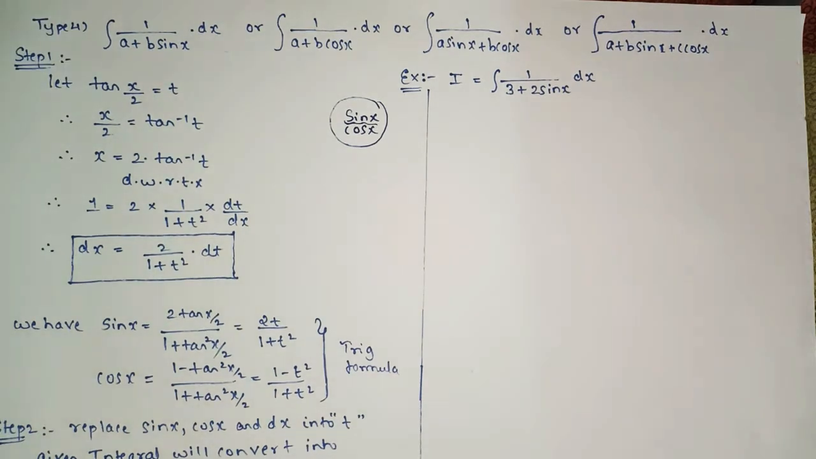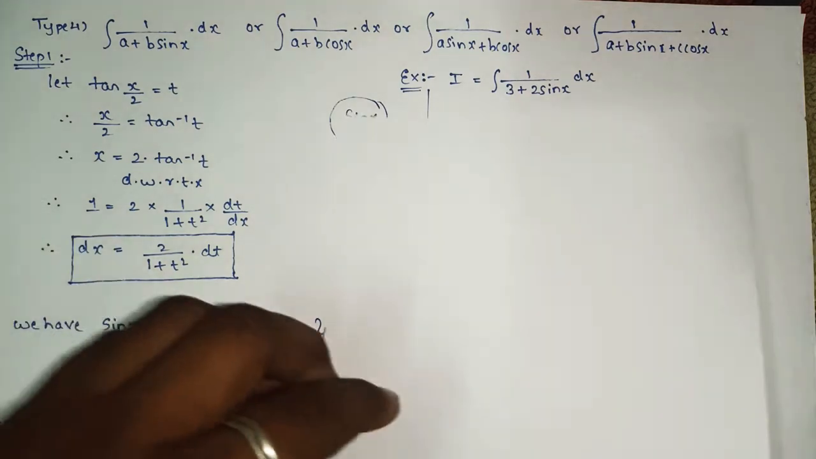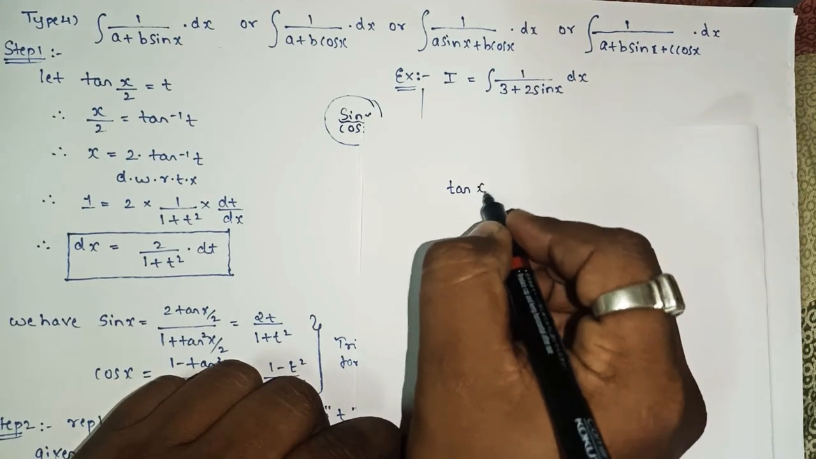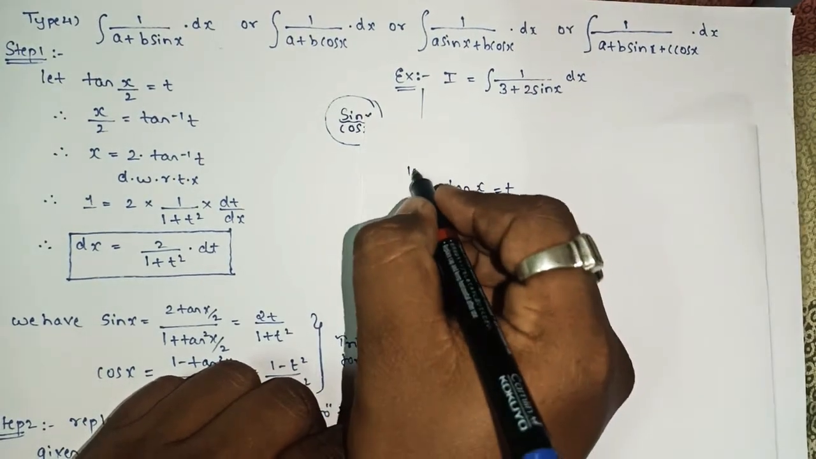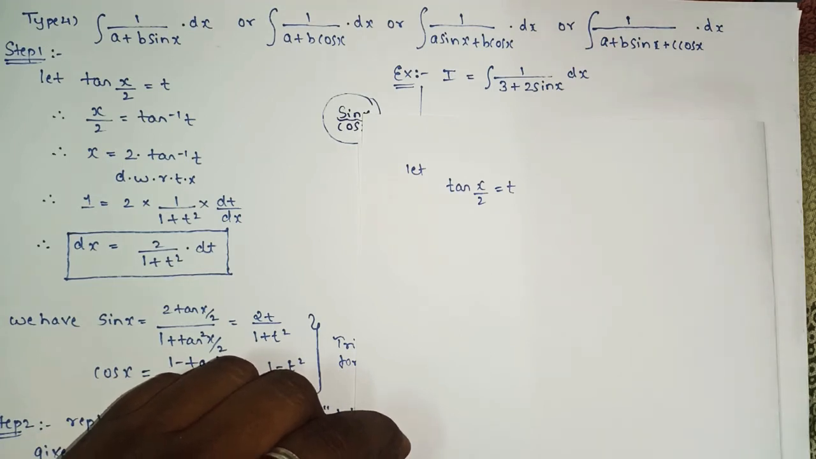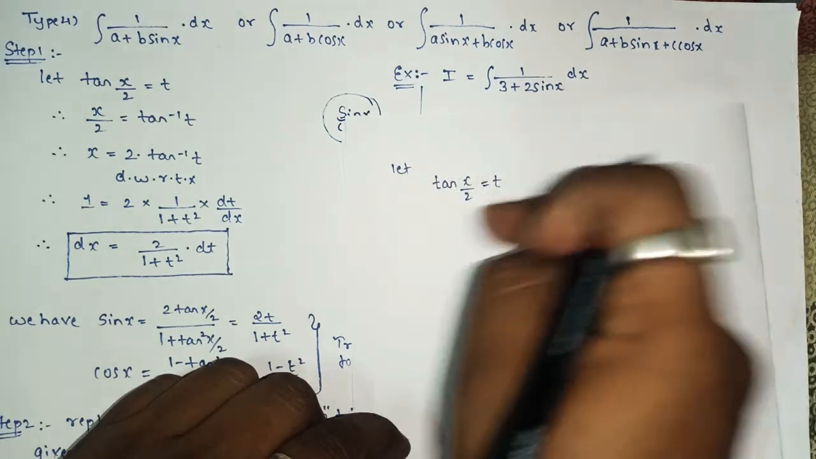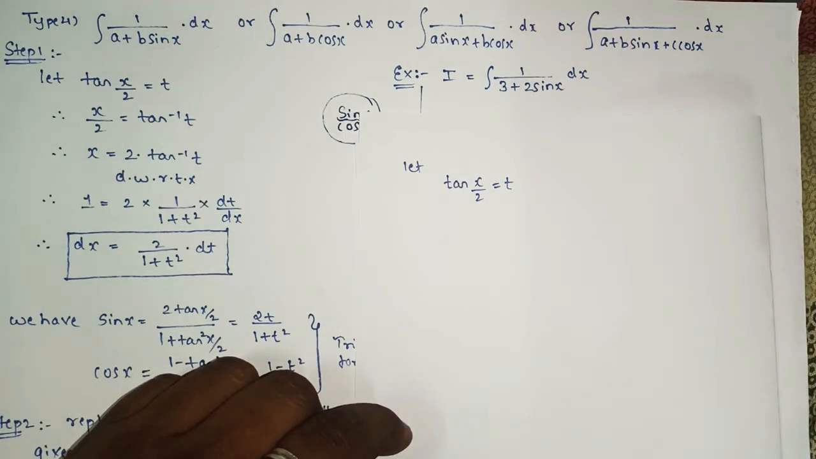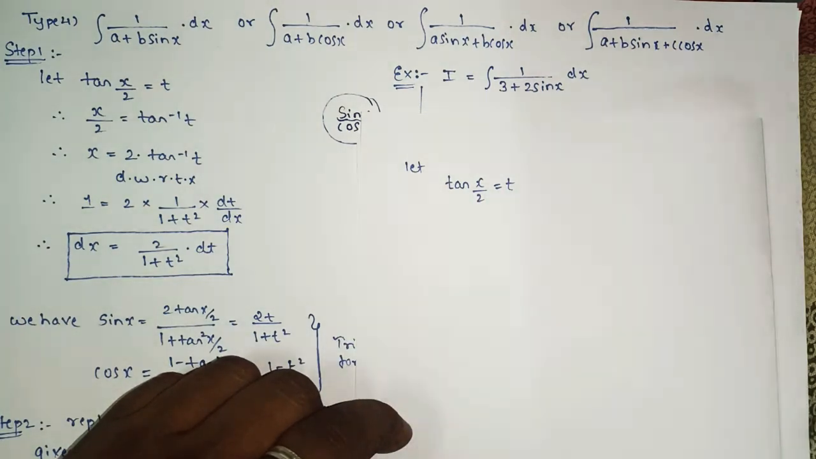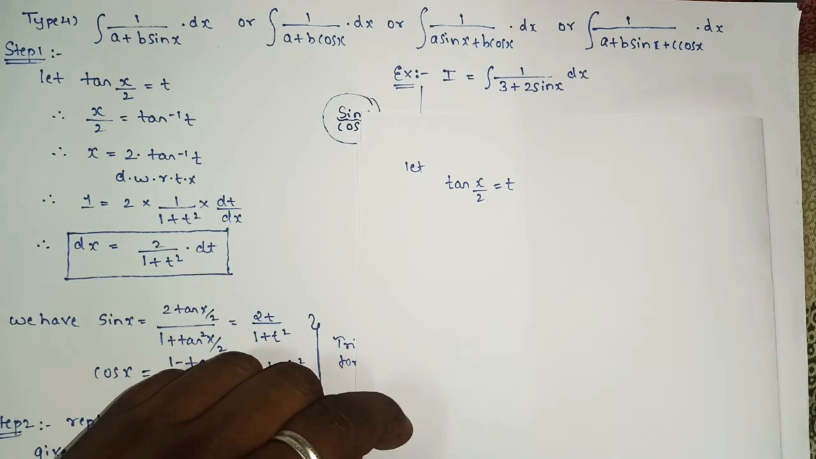Okay, then after that what will you do? The first step will be tan x by 2 equals t. Always you will start with let. And as I told in the previous video also, whenever you take let in integration, whether it is first exercise, second exercise, third exercise, in integration let means what? We have to find the derivative of that particular term. So first we'll do a little adjustment, and then we'll find the derivative. And of course the derivative we have to find with respect to x only.